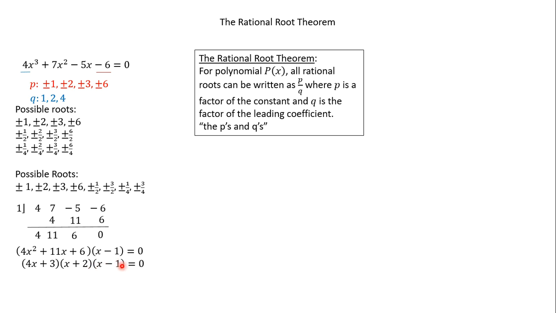And x minus 1 equals 0. So now 4x plus 3 equals 0, x plus 2 equals 0, or x minus 1 equals 0. Which, if we subtract the 3, divide by 4, x equals negative 3/4, x equals negative 2, or x equals 1. And so that's the rational root theorem.